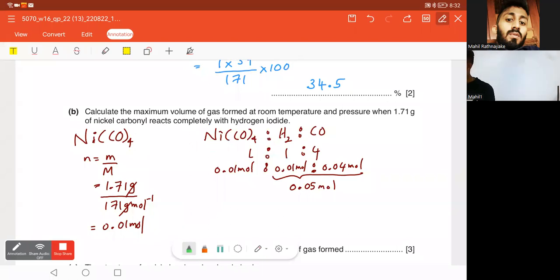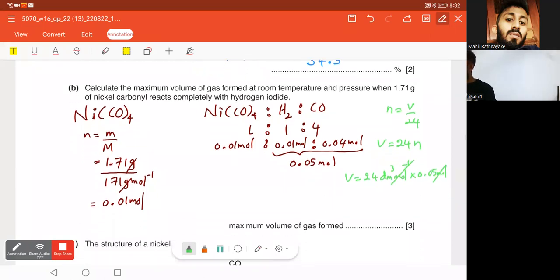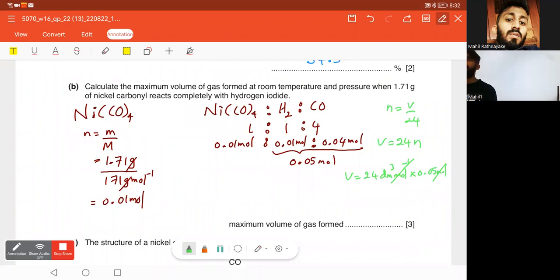Tell me how to find the volume. n equals V over 24. V equals 24n. What's the unit of 24? Decimeter cubed per mole, into 0.05 mole. Mole and per mole you can cancel. Can I know the answer? 1.2. They didn't give any units. Therefore, I am writing 1.20 decimeter cube. But if someone wrote 1200 centimeter cube, also correct.